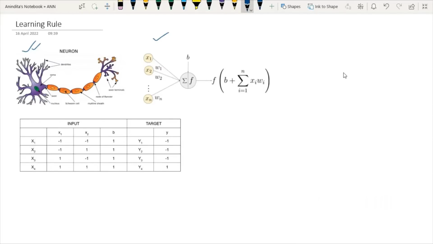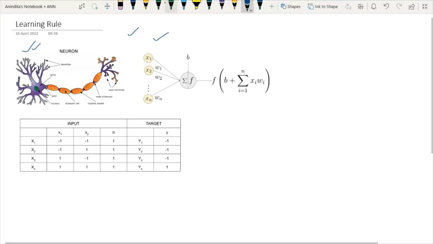So here, what is our topic of discussion? Today we will learn the algorithm by which we will understand how a particular neural network can train itself, or you can say, how it can learn.